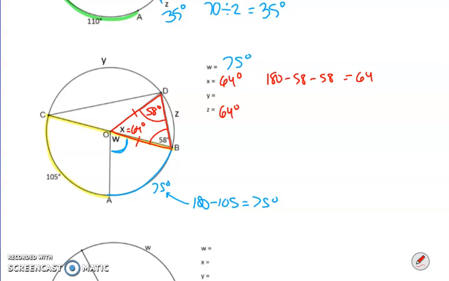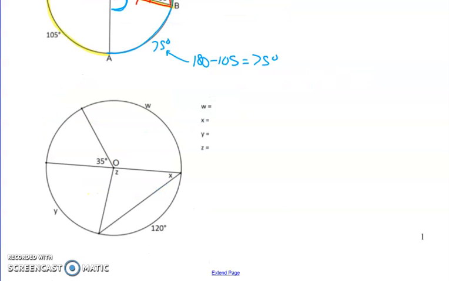And lastly, we have Y. And to get Y, it's part of this semicircle. So you just have to take 180 minus 64. All right, I believe that is 116. Moving to the next one. I think you'll notice a common theme here.